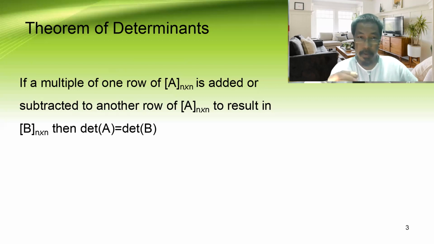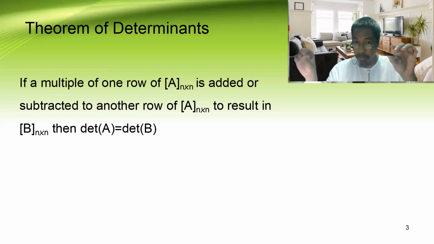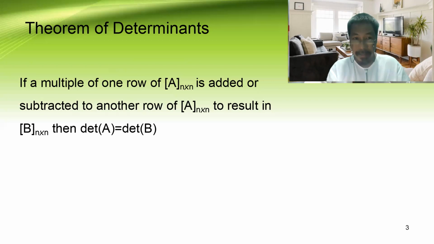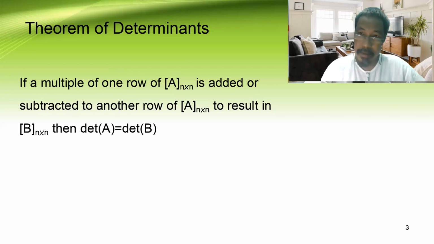So if a multiple of one row, meaning we have different values on the elements of one single row of that matrix, we multiply that row by some constant, and after multiplying, that is added or subtracted to another row of that same matrix, and it results in matrix B. Then the determinant of matrix A and the determinant of matrix B are the same. So that is the theorem.